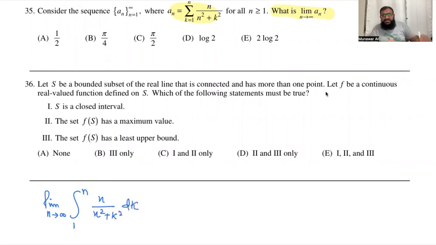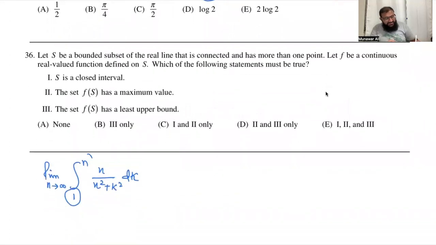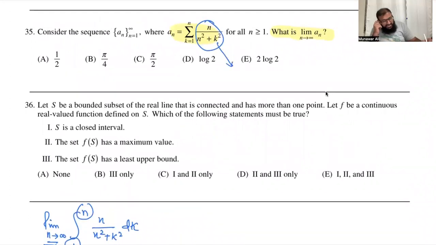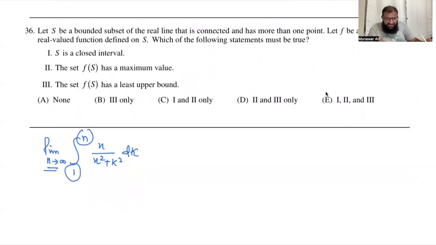Since the index for summation is k, I will write this integral with respect to k. So I simply wrote limit from 1 to n, where n goes to infinity, and integral with respect to k, because the summation index is k. Now you have to apply some transformation to cancel this n. So what am I doing? I'm substituting k is equal to nx, so dk would be n dx.